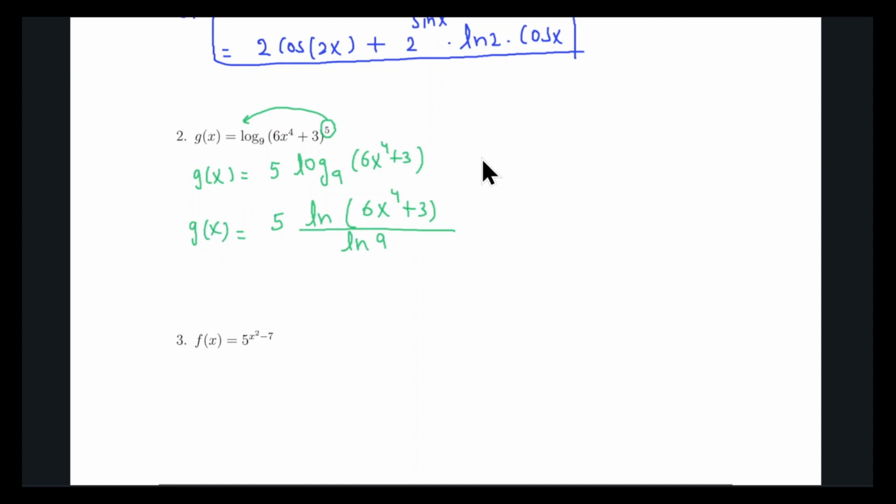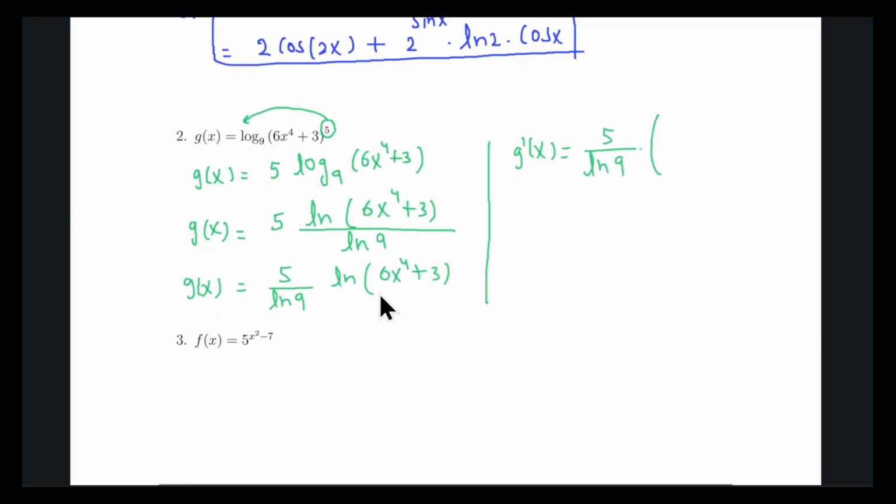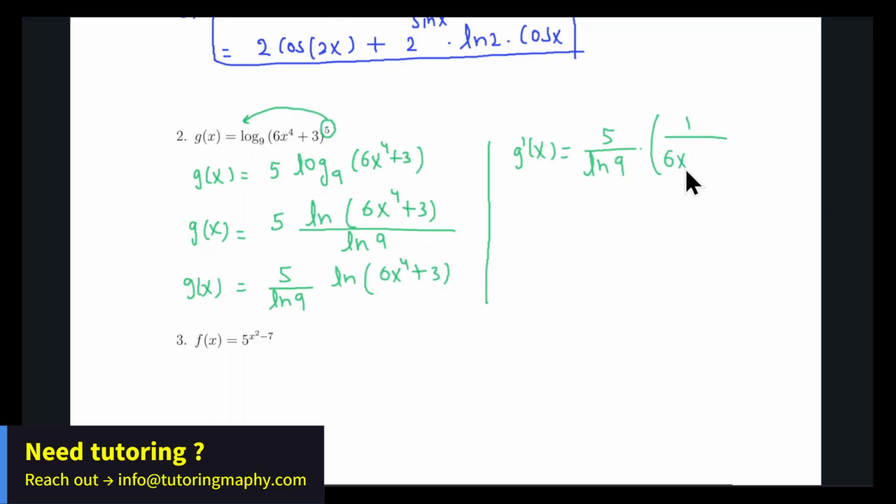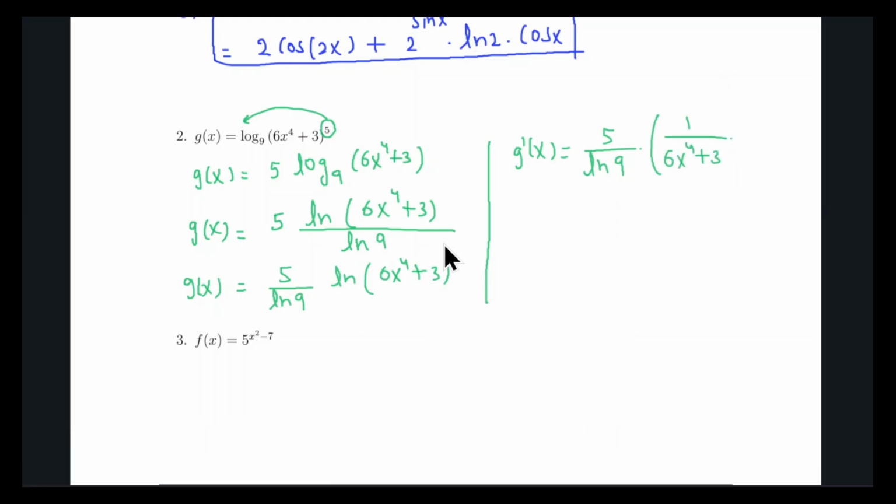And now if I want to differentiate, obviously the 5 over ln 9 has nothing to do with the derivative. So I'm going to write it together so that in the immediate next step, I'm just going to take it out because that's a constant. So if I want to find g prime x, like I said, 5 over ln 9 sits outside. The derivative of ln is 1 over the inside thing. So it'll be 1 over 6x to the 4 plus 3. But we are not done yet. We need to use chain rule. So we go inside and break this stuff up.